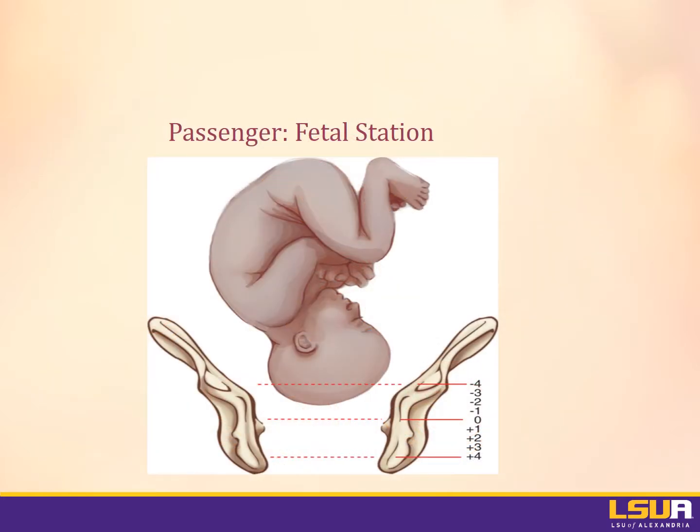Fetal station. When the fetal head gets down to the ischial spines, that's considered zero station. Anything above, up into the false pelvis, where the baby's head is still floating, those are considered negative station numbers, -1, -2. After the ischial spines, after 0, is positive all the way out.